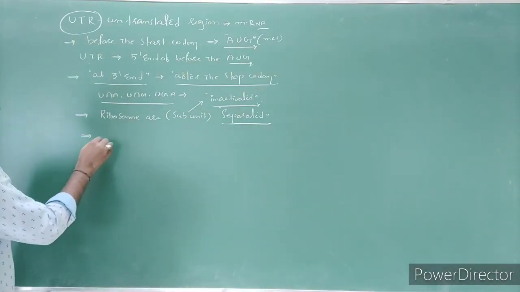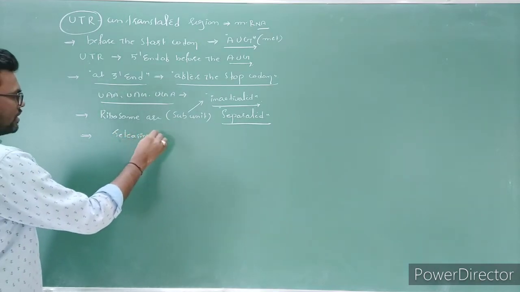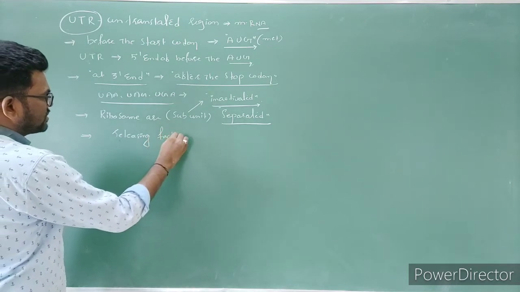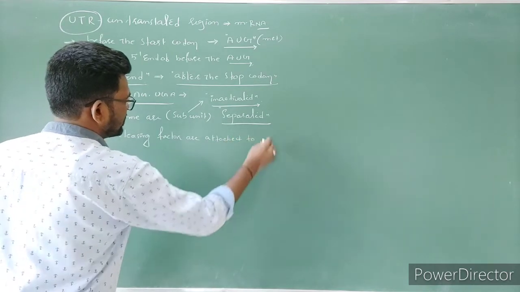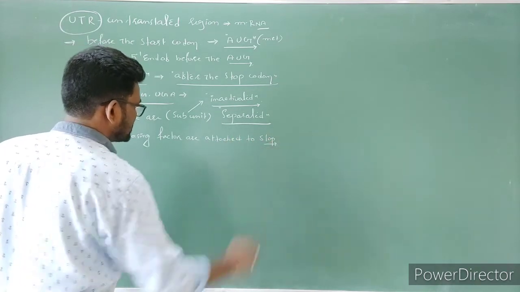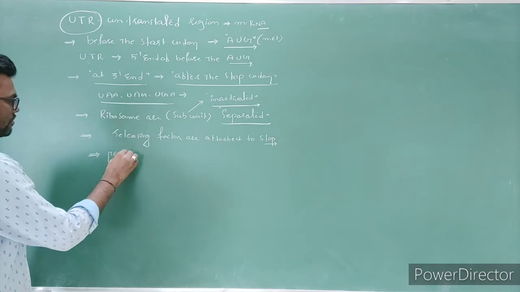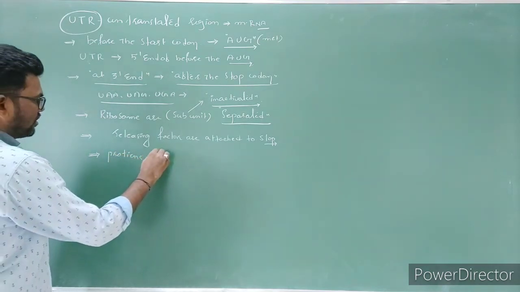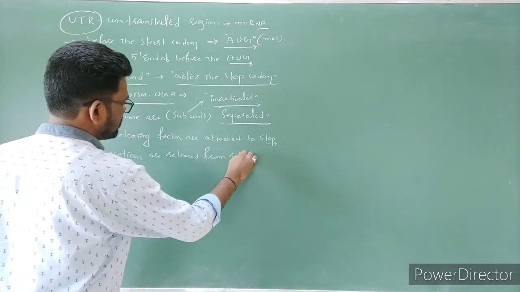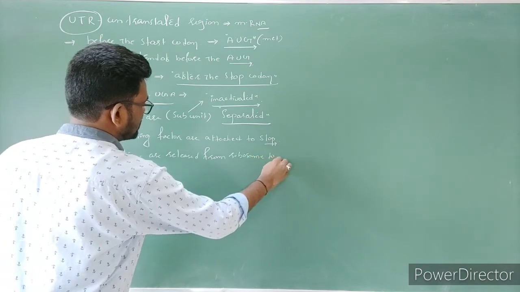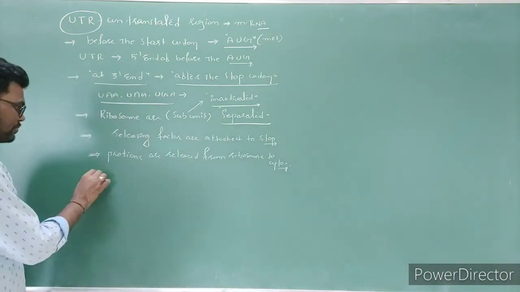So at that time, what happened? At that time, releasing factors are attached to stop codons. Then the complete process is going to stop. Then proteins are released from the ribosome to the cytoplasm, right? And next one, so this is the last one, is the processing unit.